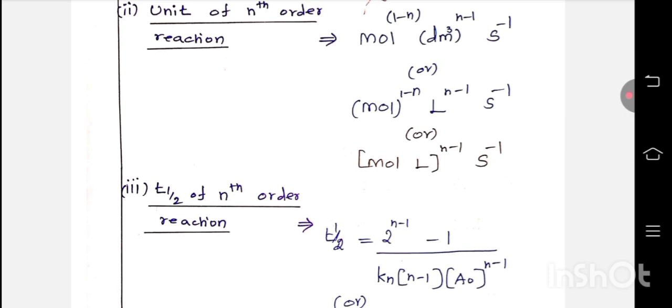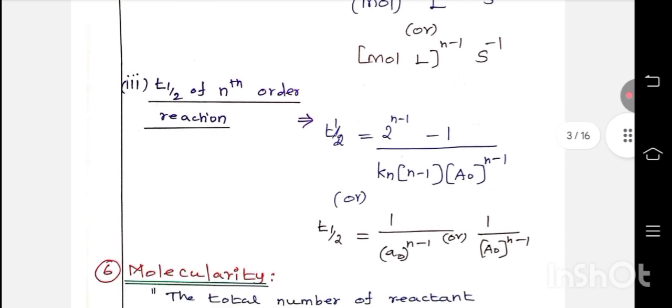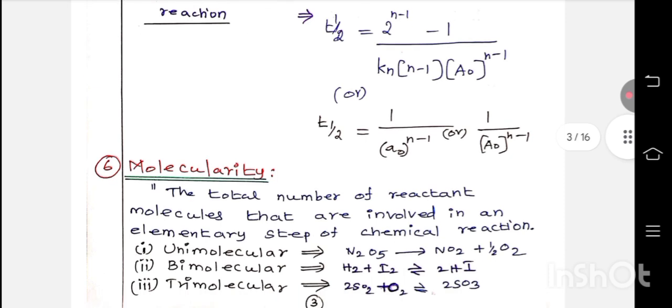The half-life period of the nth order reaction, T half equal to (2 power n minus 1, minus 1) divided by Kn (n minus 1) a naught power n minus 1, or T half proportional to 1 by a naught power n minus 1. Capital A or small a, எதாவது நம்ம பயன்படுத்திக்கலாம்.